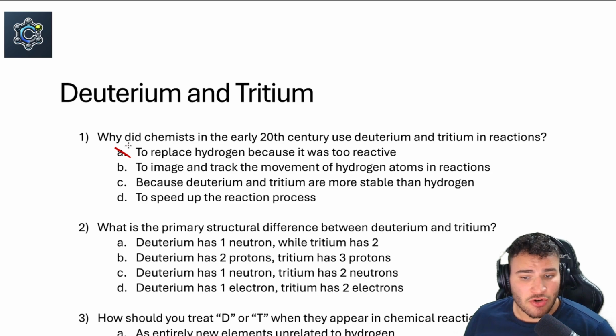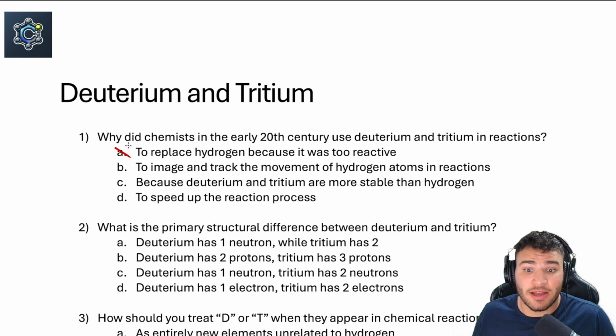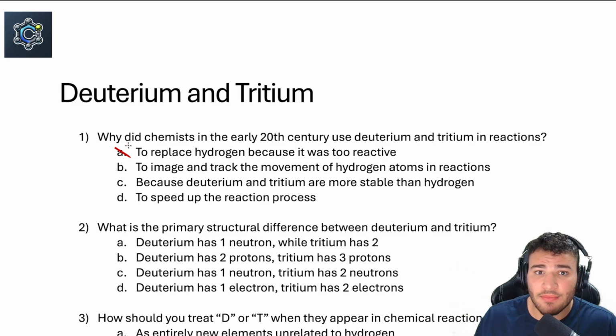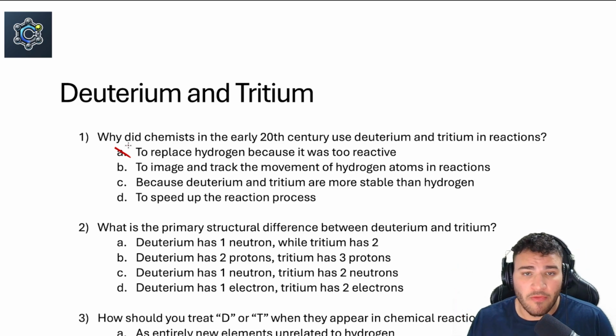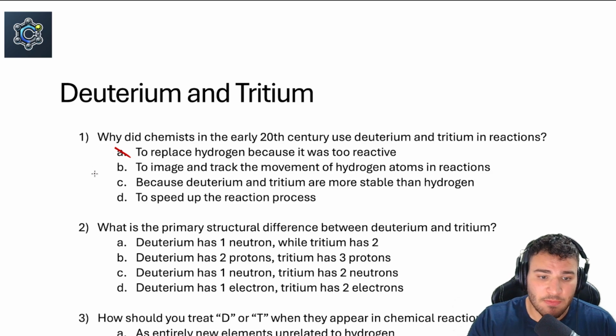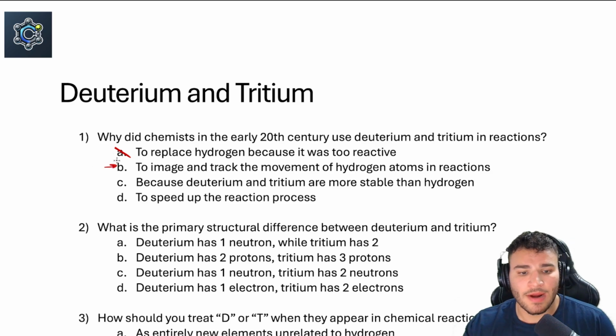B says to image and track the movement of hydrogen atoms in a reaction. That's literally the point of deuterium and tritium, right? That's why we use them, because they're radioisotopes. We can see them and track what happens, where they were before, where they are after. And so this is probably going to be our answer. Let's go through the rest.